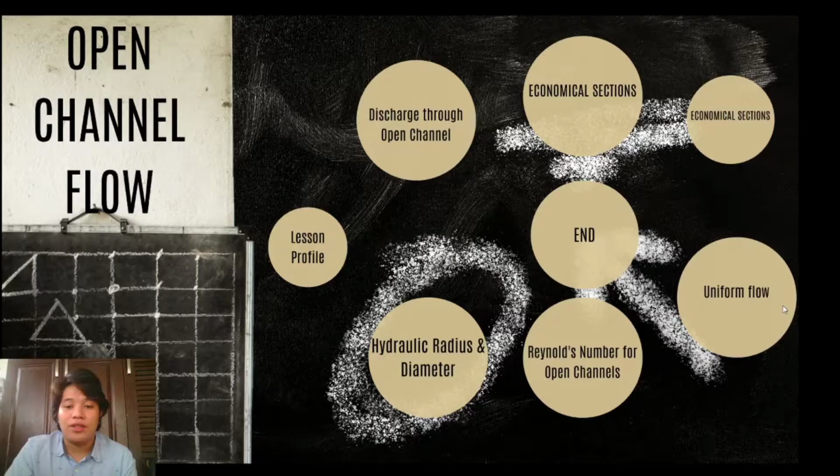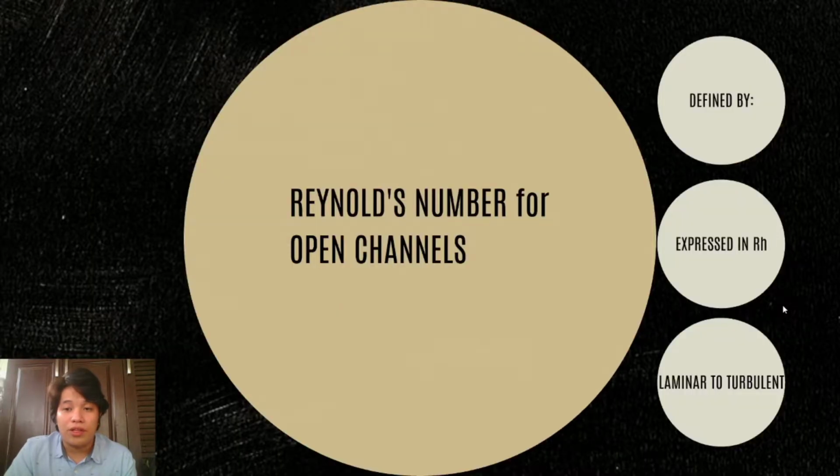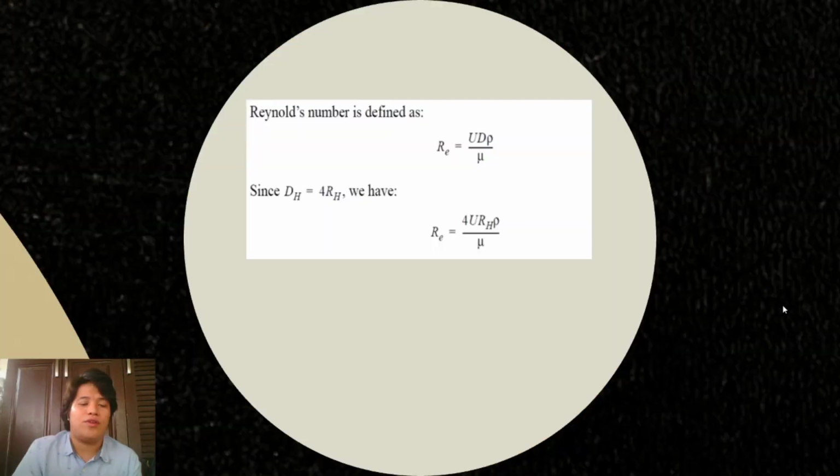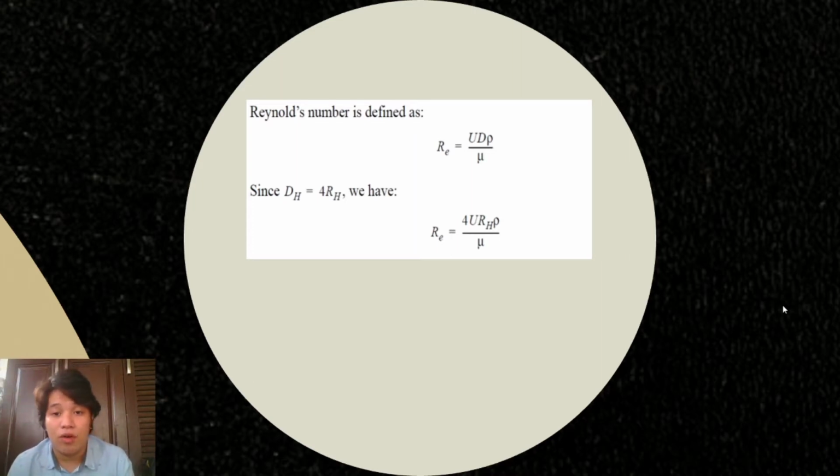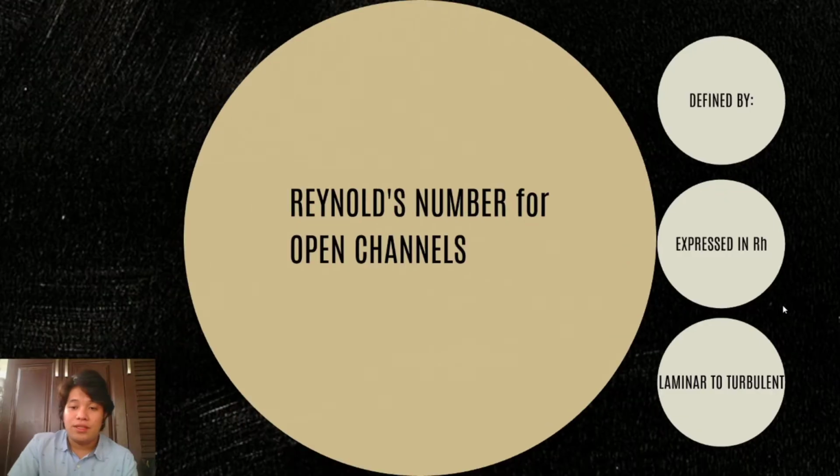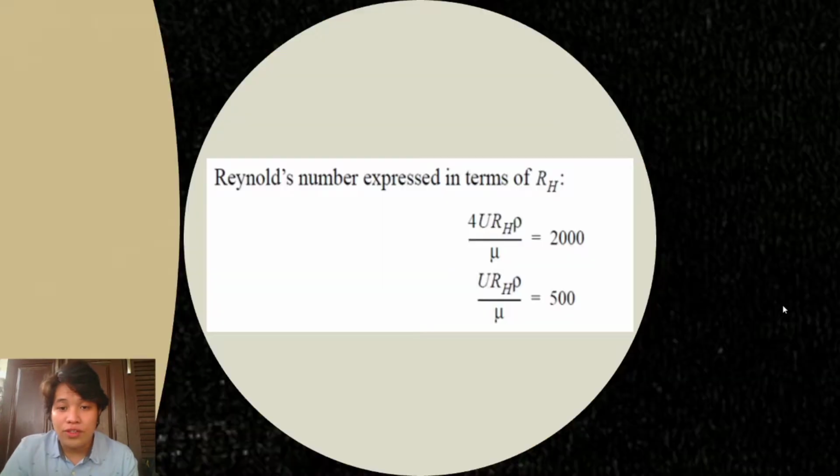Next, we proceed to the Reynolds number for open channels. What is the Reynolds number for open channels? The Reynolds number is defined as Re equals velocity times the depth times rho over the absolute viscosity. I think this is a familiar equation since it was introduced to us in our hydraulics subject. But since dH is equal to 4RH, we have the equation for the hydraulic diameter. Next, the Reynolds number expressed in terms of the hydraulic radius.